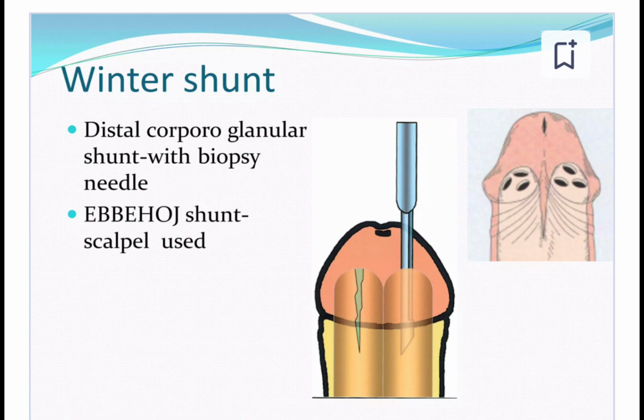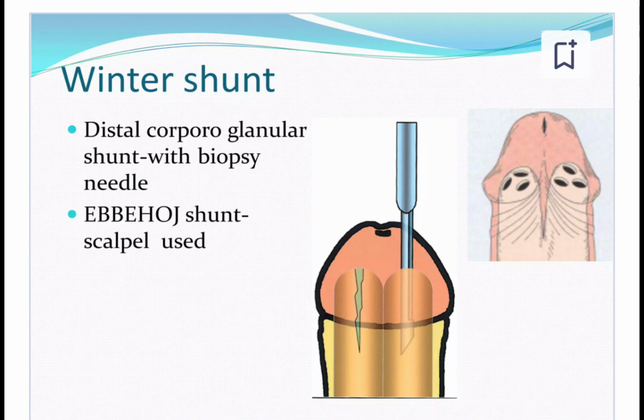Mostly we are using the T shunt because it is easy to perform, in which we are inserting a number 10 blade scalpel through the glans. And the other is the Winter shunt. In the Winter shunt, we are inserting a true-cut biopsy needle into the glans and excising multiple cores from the distal corpora, and this is the least effective shunt.